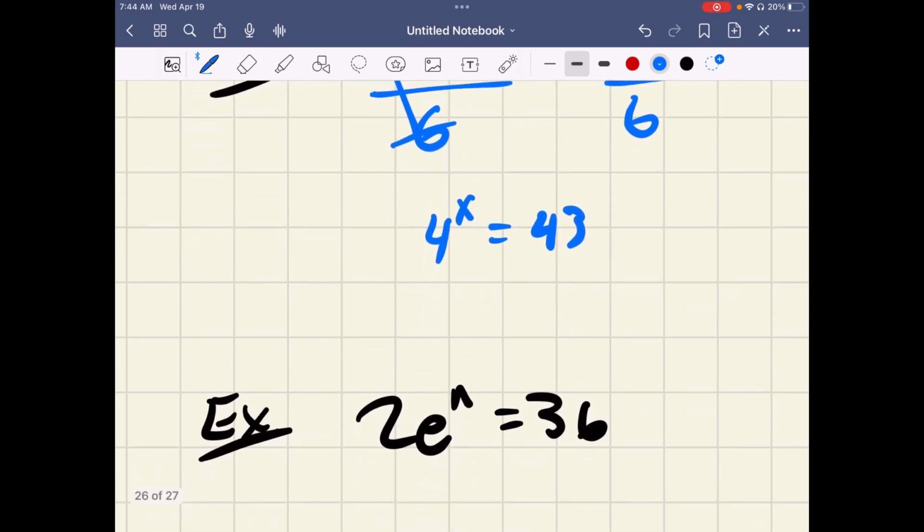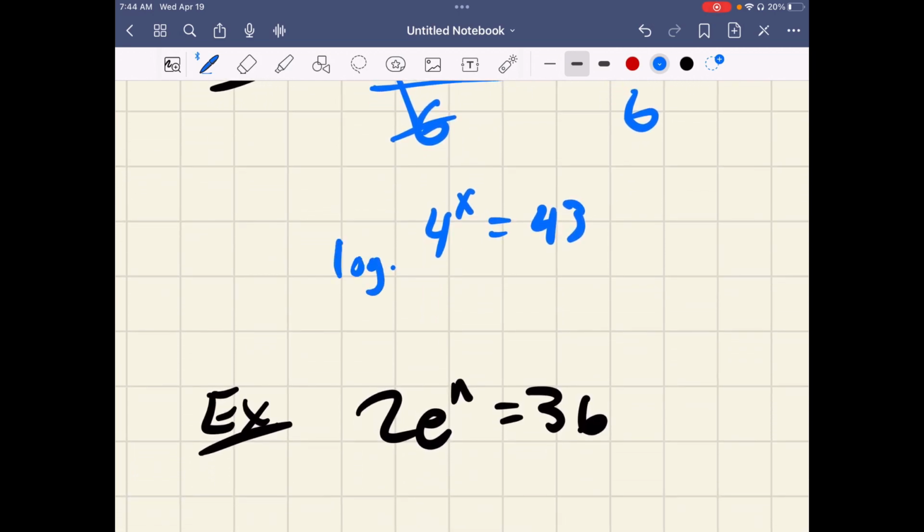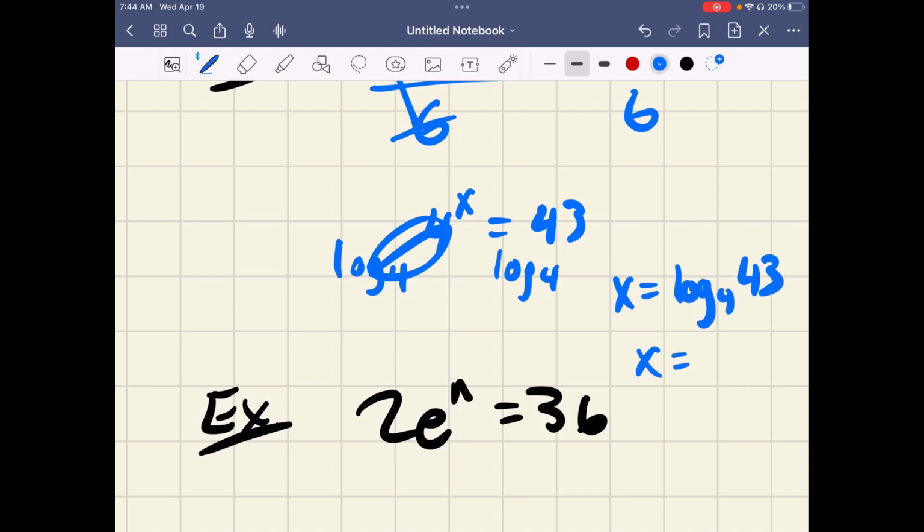Again, using my logarithm rules, I'm going to take the log base 4 of both sides. Those are opposite operations, so they cancel out. I have x equals log base 4 of 43. Again, I can use my calculator to help me out here. I'm going to type that in as log base 4 of 43, and that is going to give me roughly 2.7131.